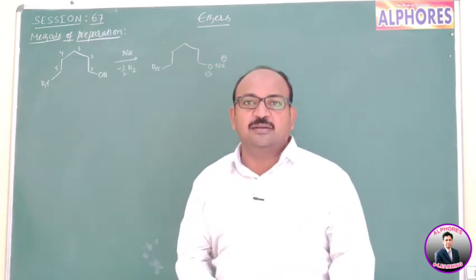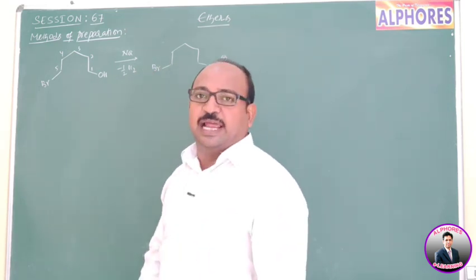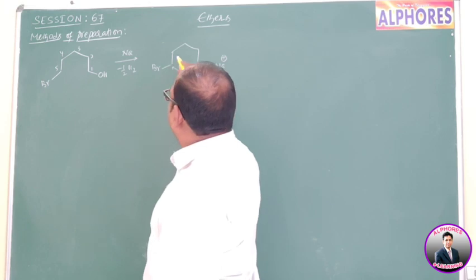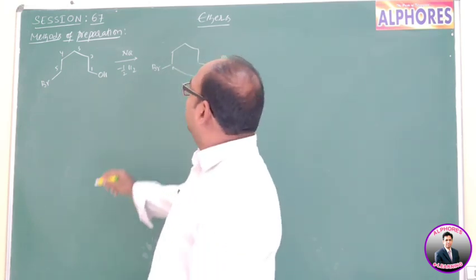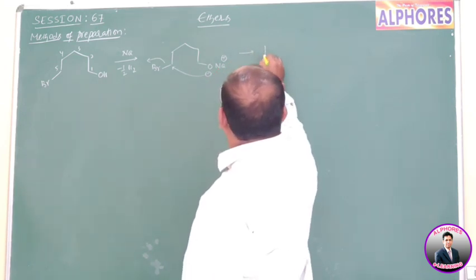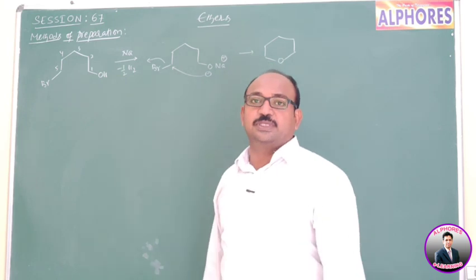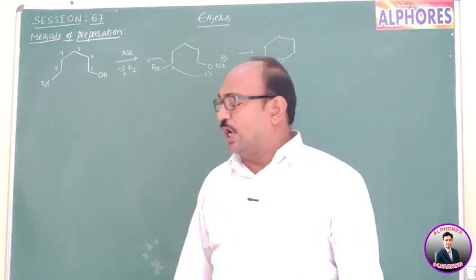Now it is very clear. This end is alkoxide and this one is alkyl halide. Resultant, this O minus may come and attack upon this carbon, and further this Br has to leave. That means we are getting the product, a cyclic ether.